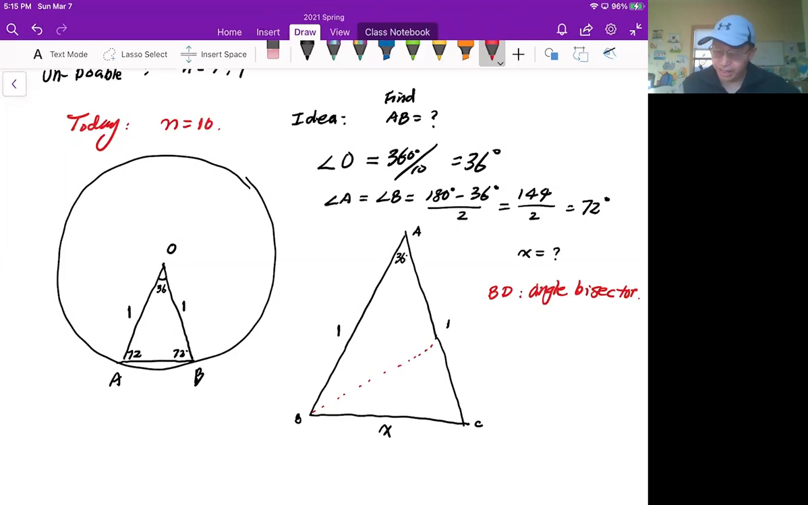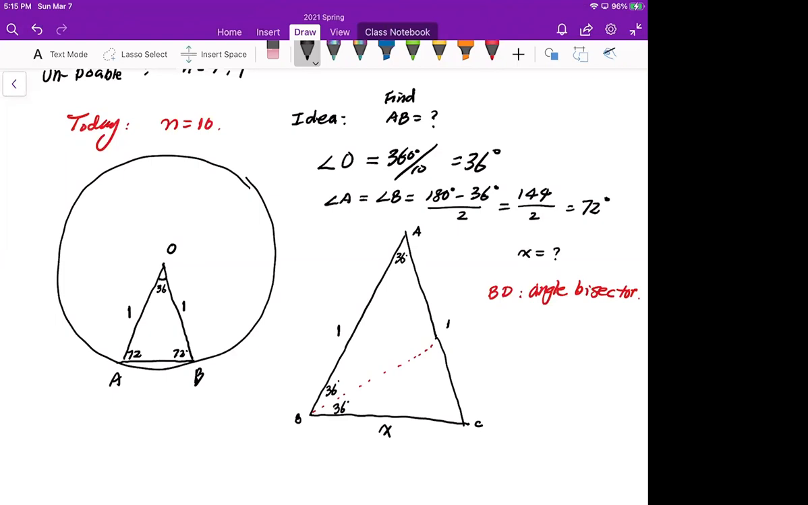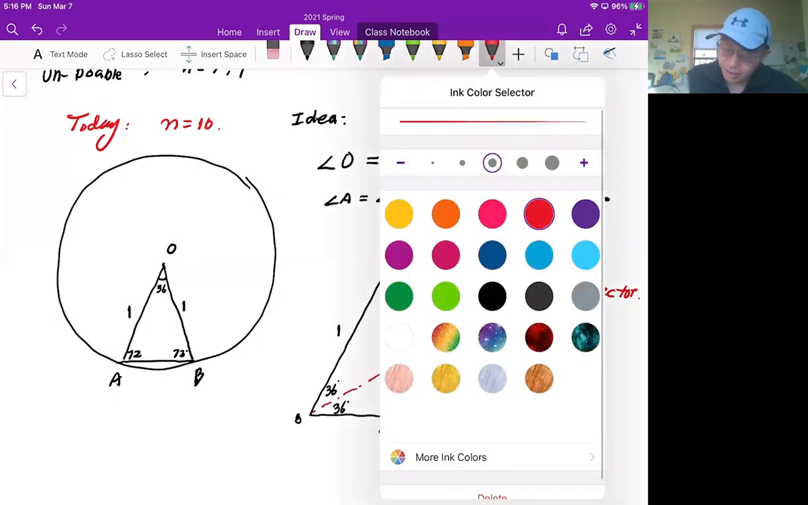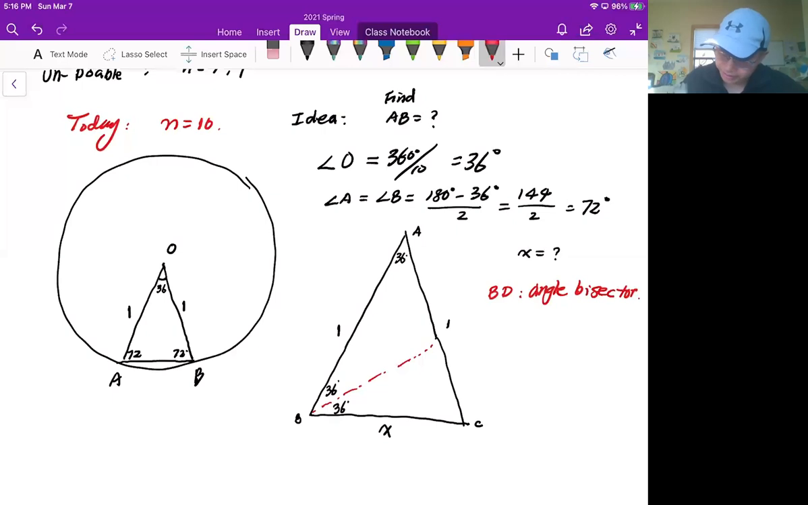With the angle bisector, this angle is 36, and the other one is 36 as well, because the base angle is 72, so cut that into half. That's 36 and 36. So you got the 36 here, right? And how about this angle here? This is 72, right? How about this one here? The question mark here.